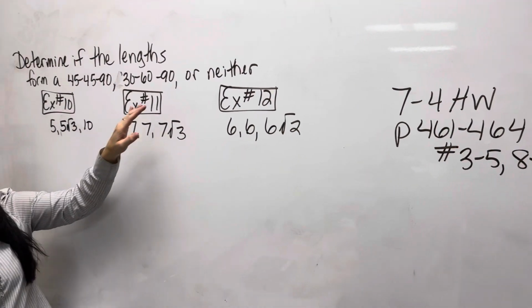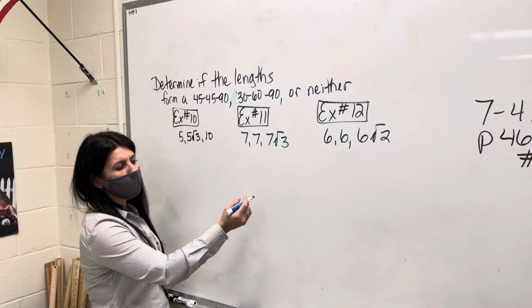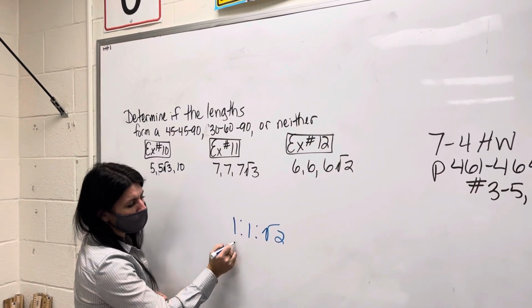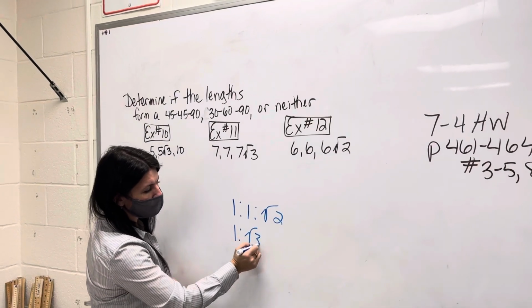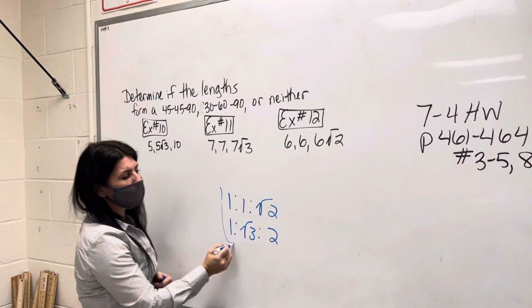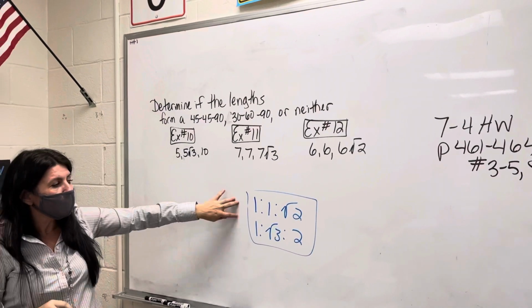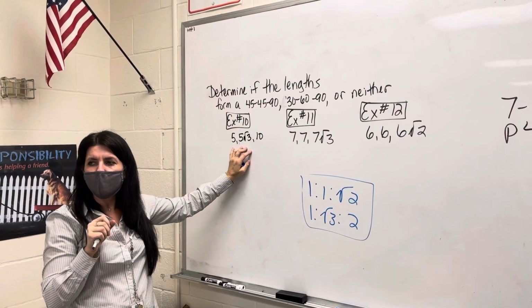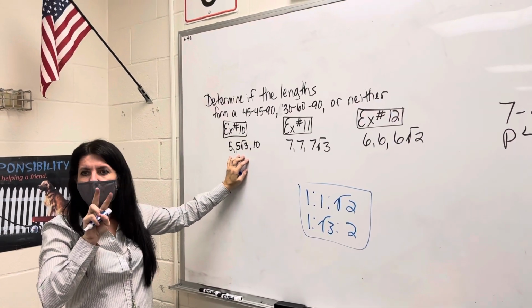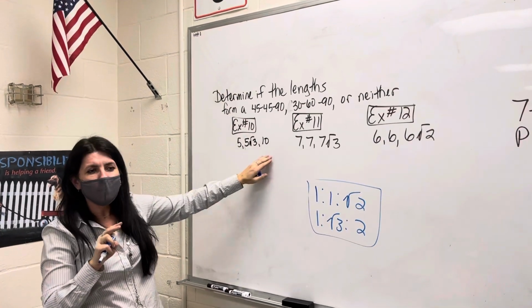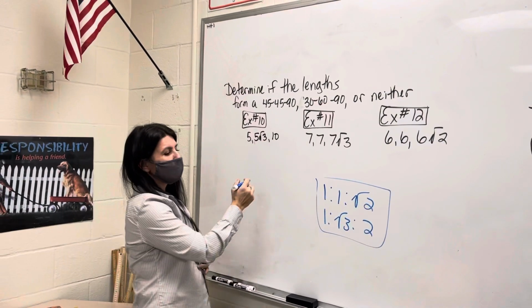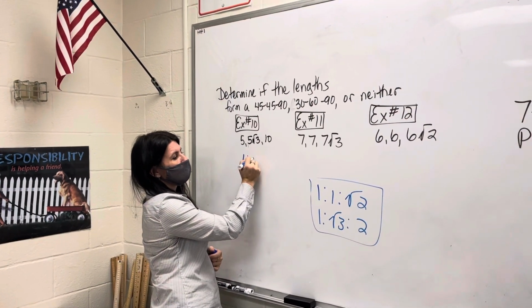Over here, we need to determine if the lengths form a 45, 45, 90 or 30, 60, 90. So the 2 rules we need to remember in this case is 45, 45, 90 looks like this, and 30, 60, 90 looks like this. So we want to see if these numbers fit this format. Well, this one, in order for it to be a 45, 45, 90, you have to have 2 lengths the same. They are not. So there's no way this is a 45, 45, 90. It could be a 30, 60, 90, but we need to verify that. So does this fit this format?